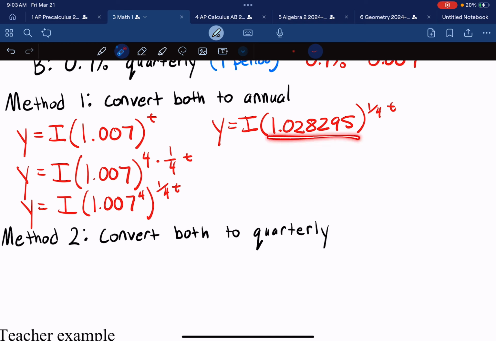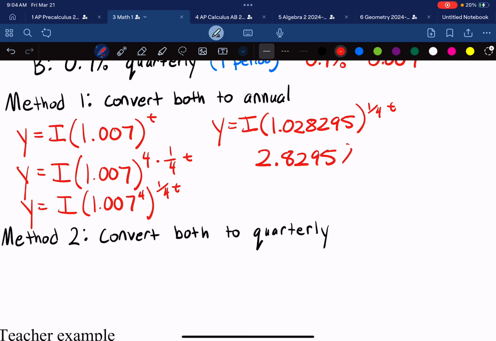And what is this effective interest rate? Well, for the interest rate, you kind of ignore the 1, right? Because the 1 is just there to make sure that when you multiply by 1, nothing happens. And so I'm looking at this 0.028, this part of the fraction, and if I move the decimal place 1 to the right, this is 2.8. So this is essentially 2.8295% annual now.